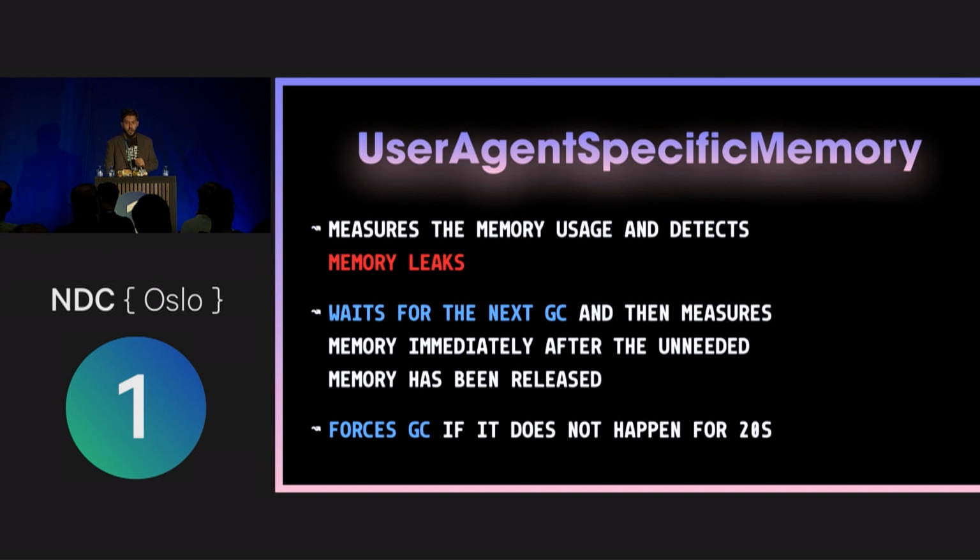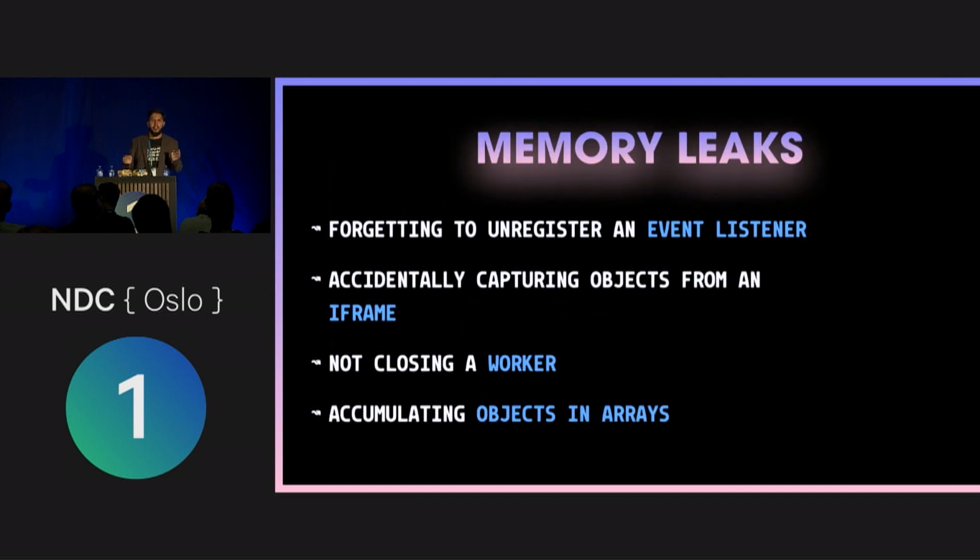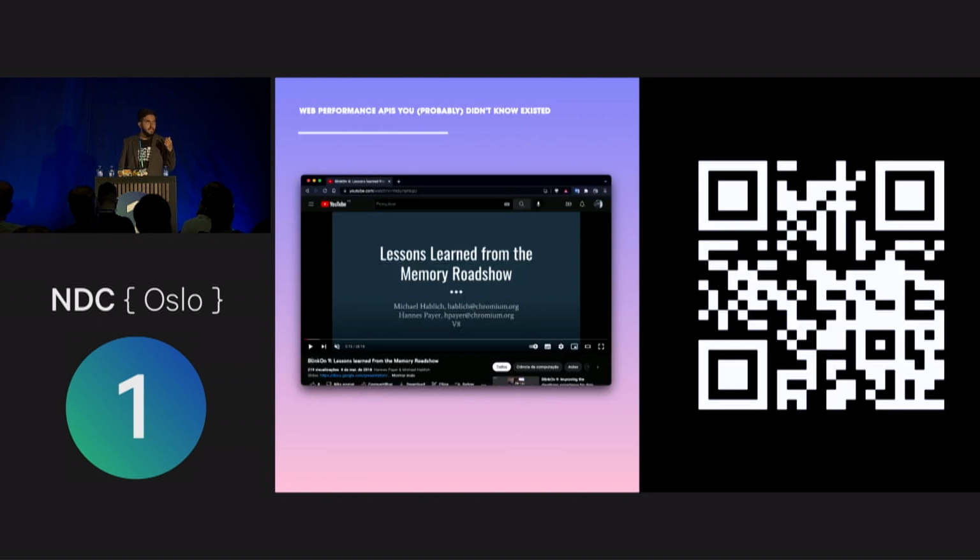And that's really helpful because memory leaks are really, really easy to happen in the browser, even though we don't think so. For example, when we forget to unregister some event listener, or when we don't close a worker, or when we have sparse arrays, or when we accumulate a lot of objects in arrays. And there's this session by Google Chrome. It's really interesting. It's only about spotting garbage collection problems.